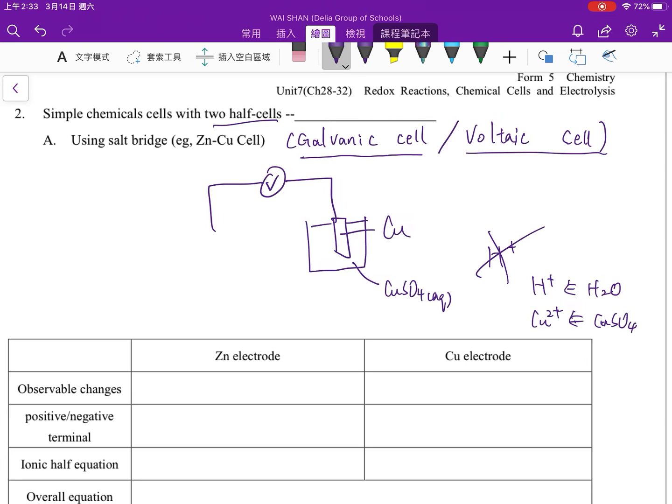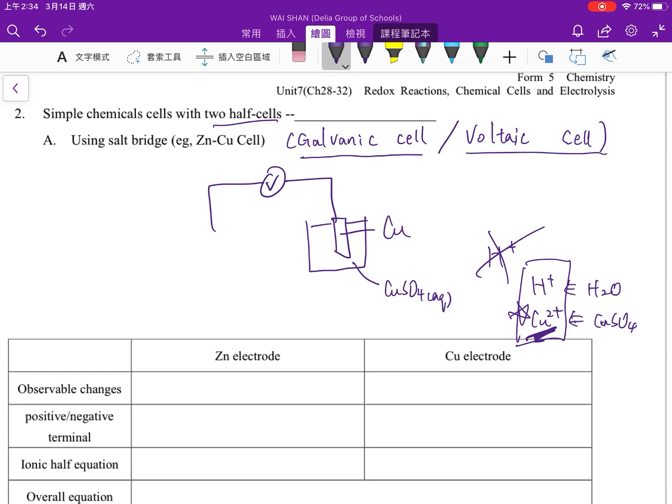I hope that you still remember ECS. H plus and Cu2 plus, which one has the higher tendency to gain electron? If you forget, go and check ECS now. So this one has the higher tendency to gain electron. This one is a stronger oxidizing agent.